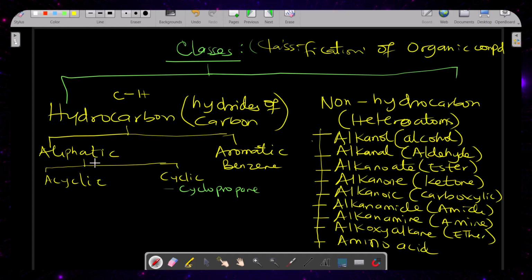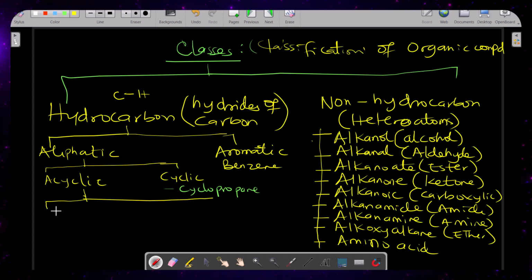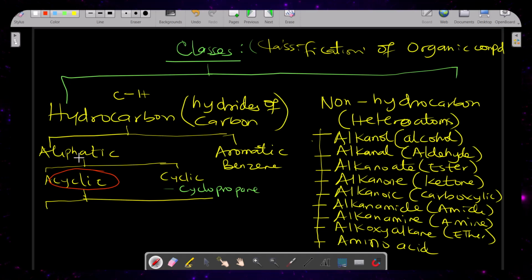The next one I'm going to be talking about, under the acyclic, I'm going to have three of them. So what are the three categories under this acyclic? The acyclic basically form two things: what you call the straight and the branched chain, whereas the cyclic form rings.